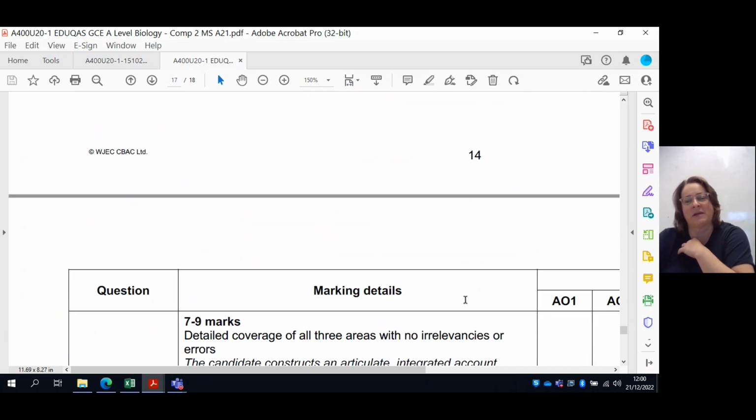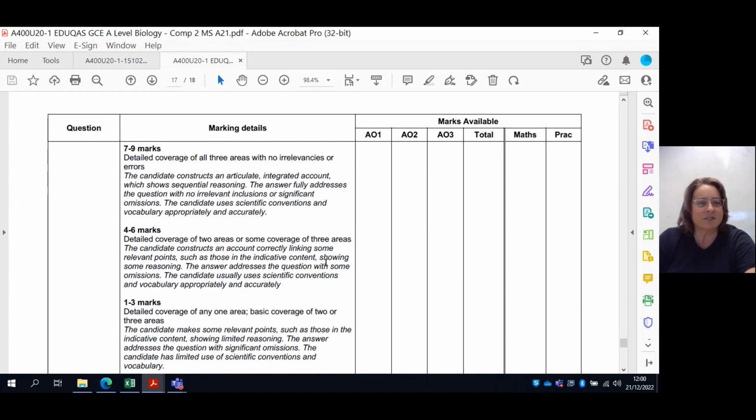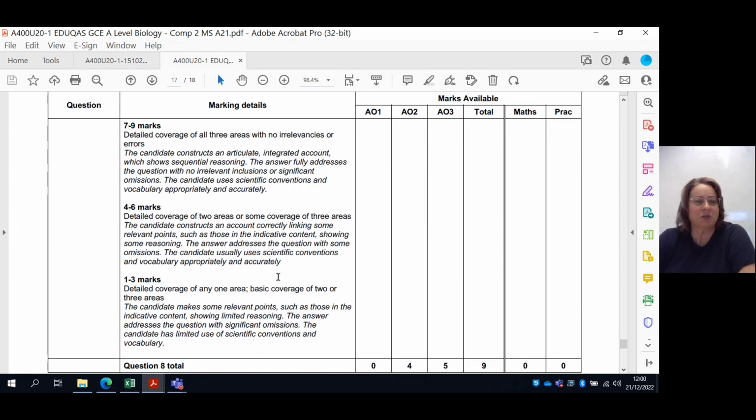I did say the marking is a bit complicated, because I have to look at your answer as a whole and decide: does it go into one area covered fairly well, or two covered okay, but relevant points made, not actually full reasoning? So showing some limited reasoning, some mistakes maybe, some omissions, so significant bits of the mark scheme missed out. And then within that, I'll have to make a decision. Is the quality of English good enough? Is all of it there?